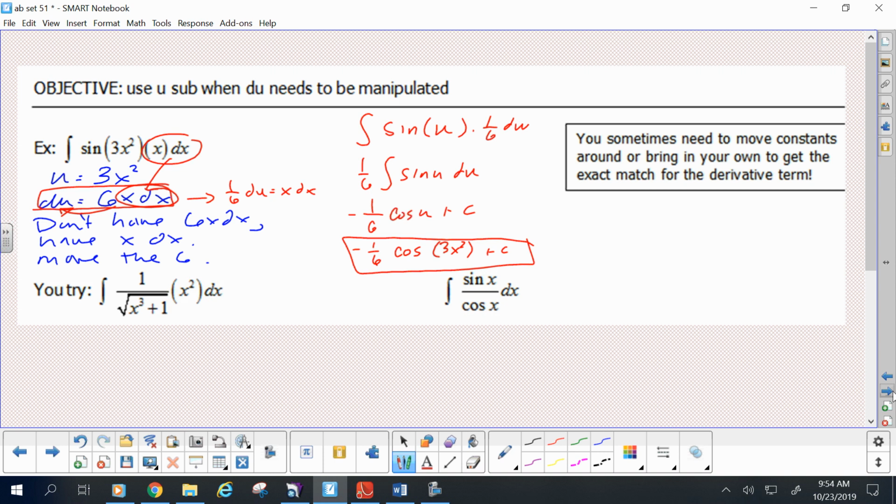Marcus, what'd you use for u here? I agree. So your du is 3x squared dx. Do you all agree, people? So Alex, what'd you do about the 3 problem?